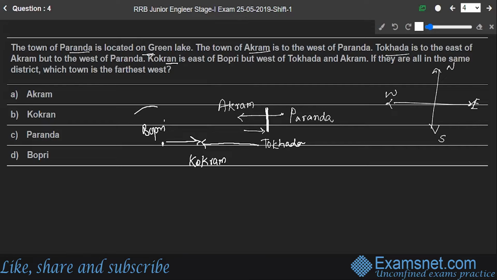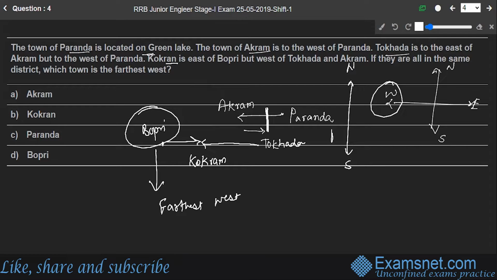See, farthest west is of course the Bopri one. This is the farthest west because west is lying in this direction. Here we have the north and south, here we have the east and here we have the west. So the westmost is occupied by Bopri. That makes option D the right answer. Hope you understood that. Next is question number 5.